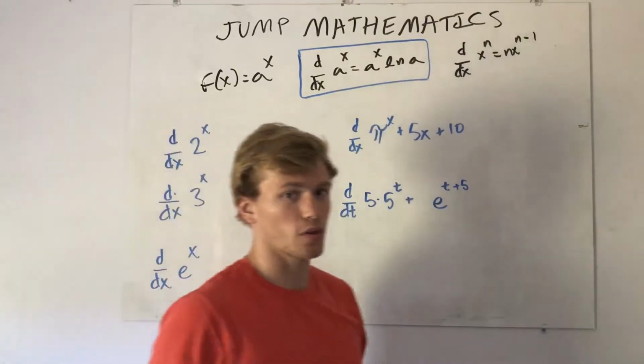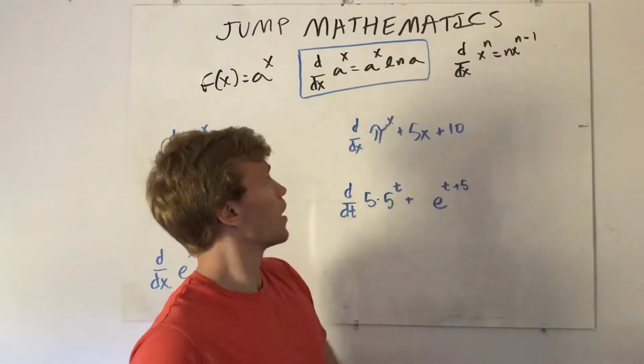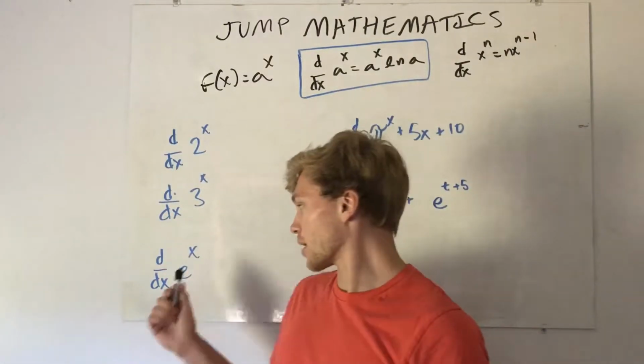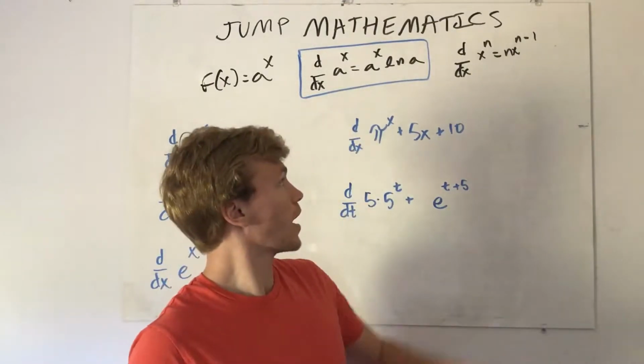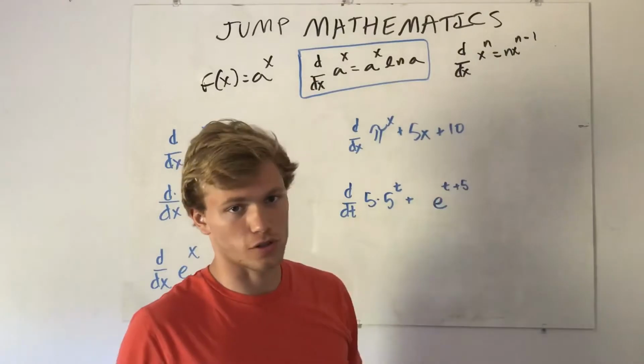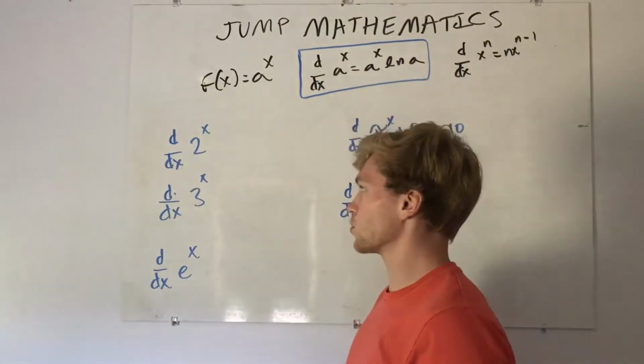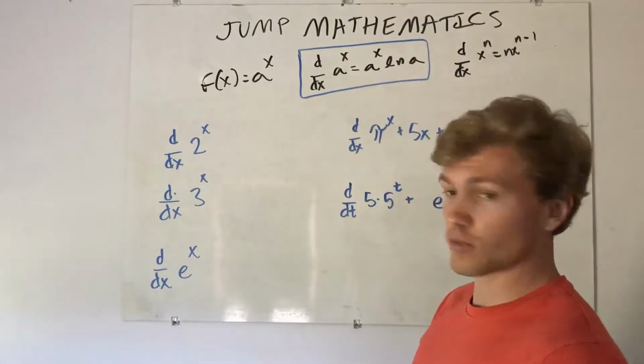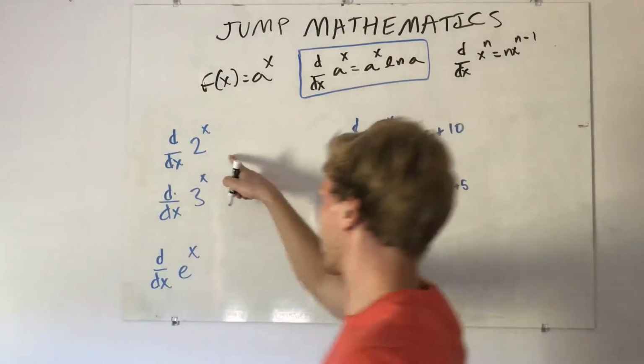So what we're going to do in this video is we're going to fill in a for a couple easy examples and then some more tricky examples, and we're going to combine that with the rule that we used last time on how to differentiate a power function. So let's get started. In this case, we're trying to take the derivative of 2 to the x.